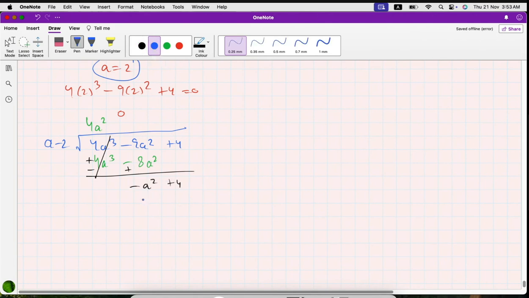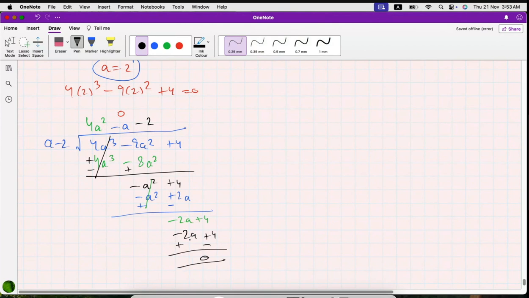Now to get negative a square, I can multiply it with negative a. So that's negative a square minus minus plus 2a. Signs change. Now we get rid of this. That's minus 2a plus 4. To get minus 2a, I'm multiplying it with minus 2. So minus 2a minus minus plus 4, and we change the signs. That's 0. 0 also confirms that there's no mistake.